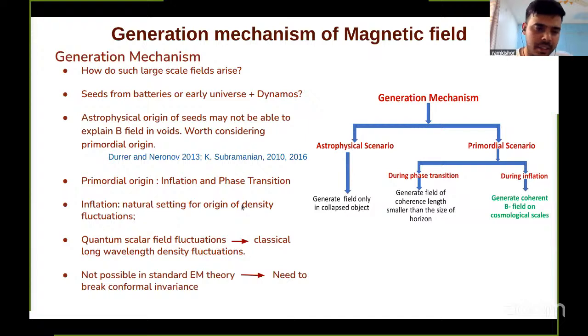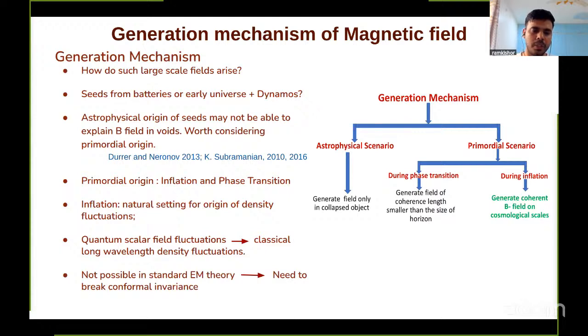The idea here is simple. Inflation provides a natural setting for the origin of small density fluctuations, which later collapse to form the structures in the universe. The origin of this density perturbation is related to the quantum mechanical nature of a scalar field, which can itself be the inflaton or any other scalar present during inflation. So a natural question to ask: what happens to the electromagnetic fluctuation?